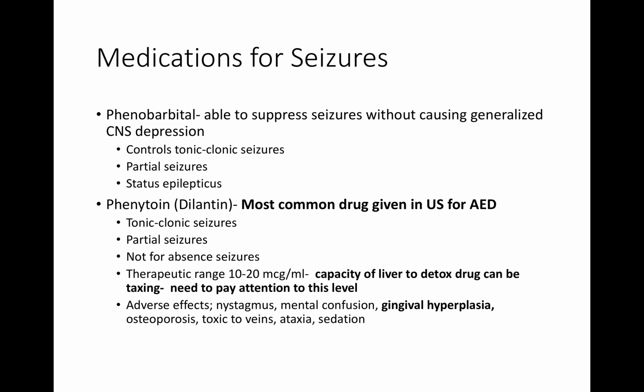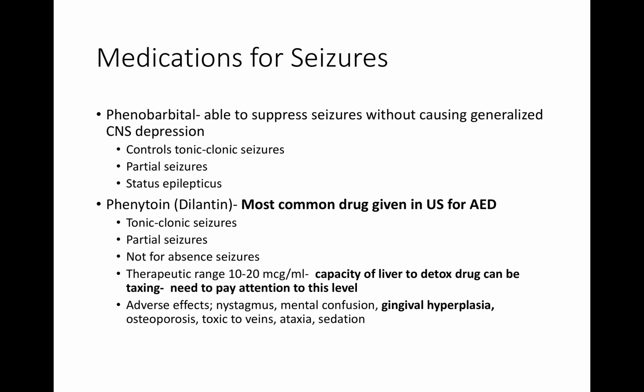Adverse effects: nystagmus, which is the eye twirling around in your head, mental confusion, and gingival hyperplasia is a big one, and that's why it's bolded here, where they have an overgrowth of gums. A lot of times if you're walking around the mall and you see these kids in wheelchairs that have cerebral palsy, they have that because they have seizure disorders.